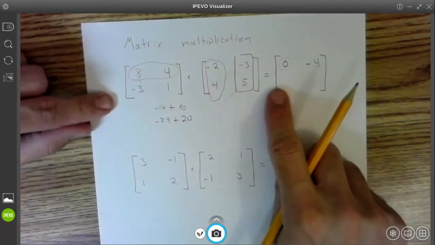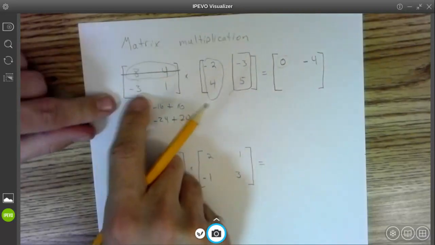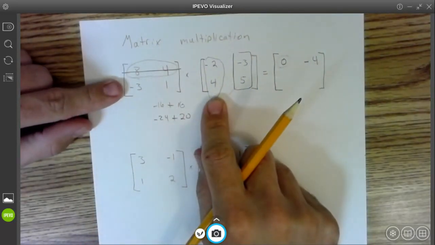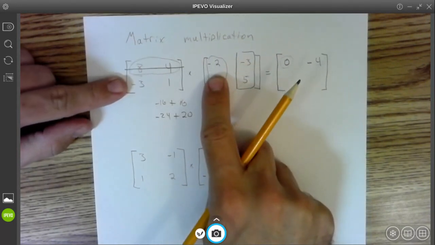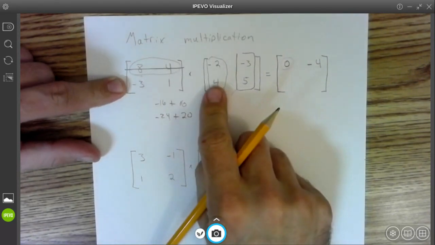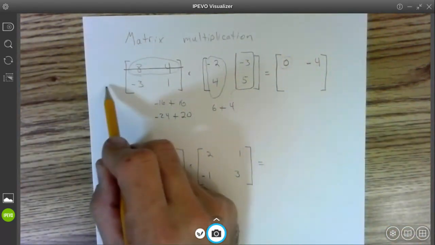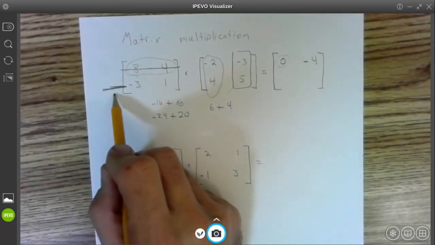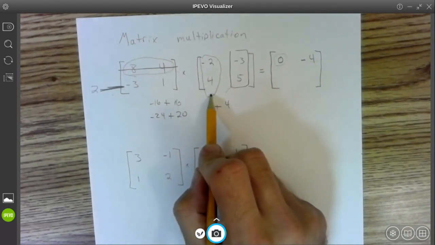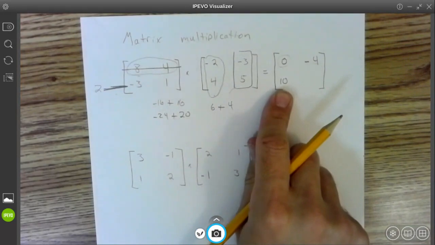Okay, let's do the next one here. We're going to move on to our second row, and we're going to go back to the first column. So negative 3 and negative 2, that makes 6. And 1 and 4, that makes 4. So that's going to give us our row 2, column 1 answer over here. That's 6 plus 4, 10.